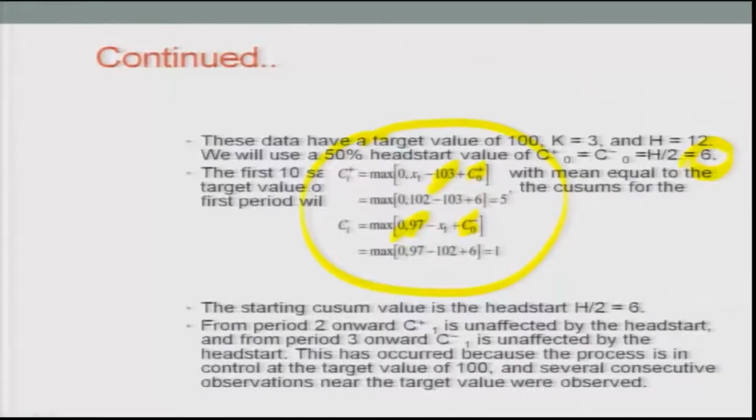The starting CUSUM values in the head start, as I just mentioned a few seconds back, are h by 2, which is 6. From period 2 onwards, C plus is unaffected by the head start, and from period 3 onwards, C minus is unaffected by the head start. This has occurred because the process is in control and the target value is 100. So, any fluctuations which are happening do not affect the head start values for C plus and C minus corresponding to the second and the third reading. And several consecutive observations near the target value were observed. So, obviously, they were always in process control.